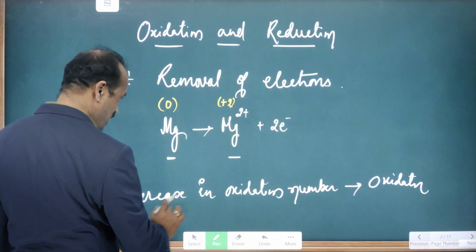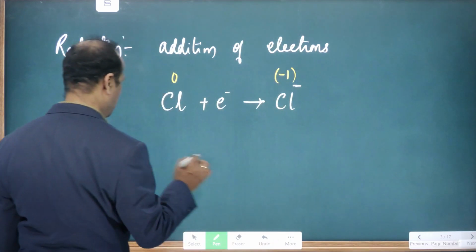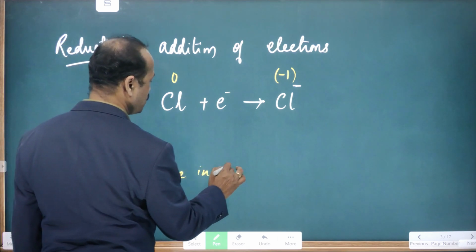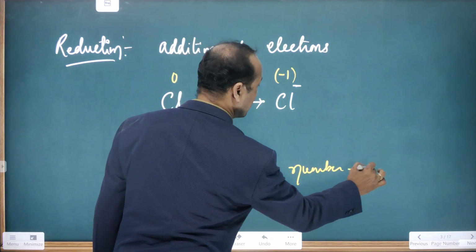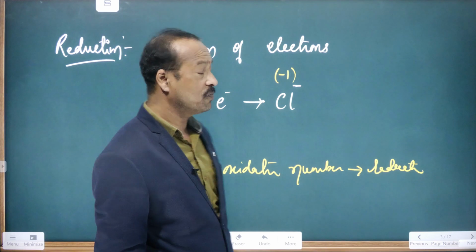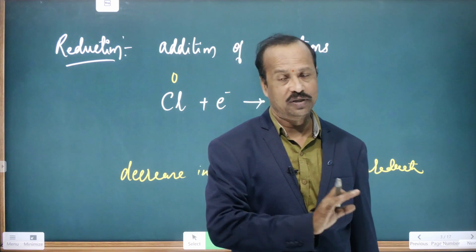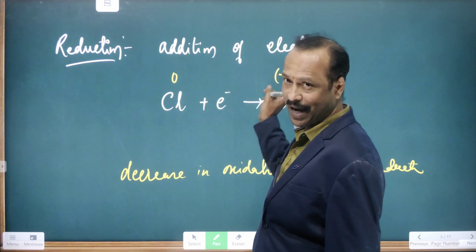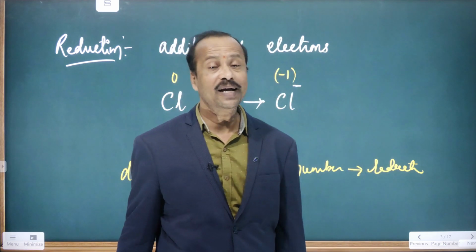What we wrote here: increase in oxidation number is called oxidation. The opposite, decrease in oxidation number, is called reduction. That's all. Very simple, no? The reduction definitions we studied in lower classes were removal of oxygen or addition of hydrogen. But here we are going to study addition of electrons, or decrease in oxidation number, as reduction.